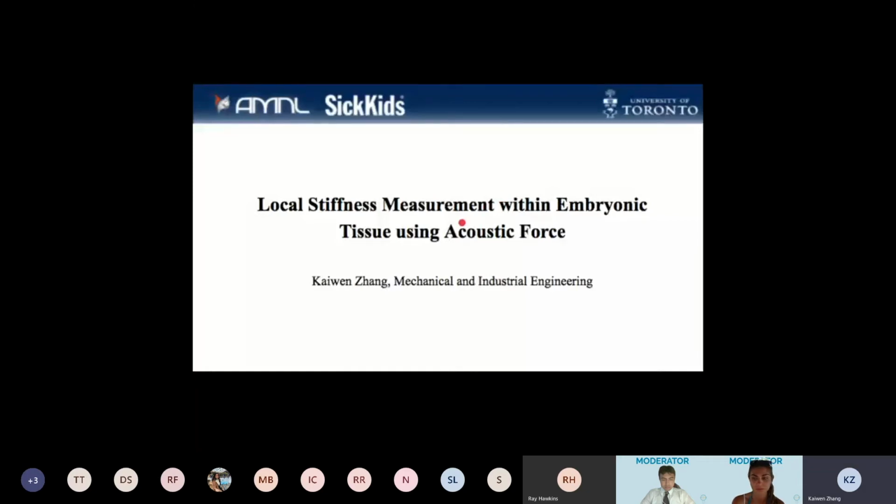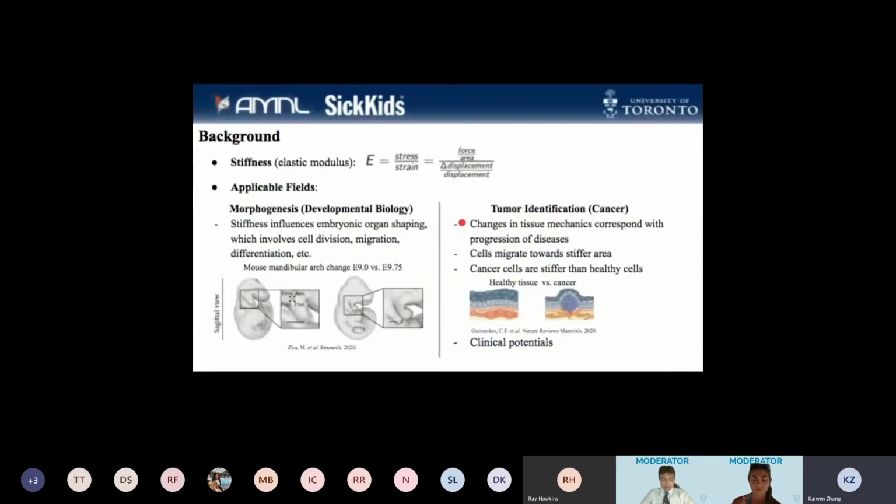Hi, my name is Kaiwen Zhang, and my presentation today is about a new approach that we recently developed to acoustically measure the local stiffness within embryonic tissue. From an engineering perspective, one way of defining stiffness is to use elastic modulus, which characterizes a material's resistance to deformation under load. The reason why we focus on stiffness is because it's relevant to some major fields in research.